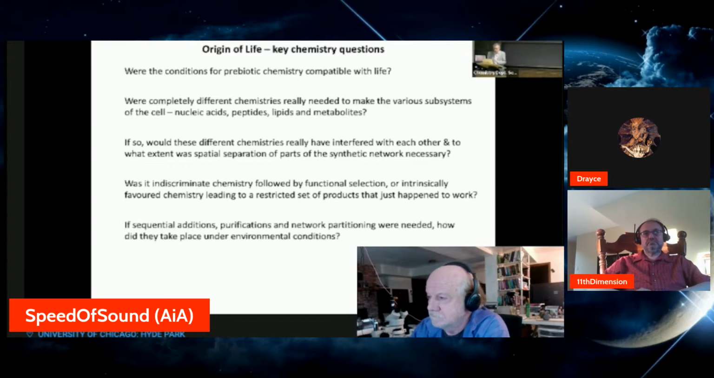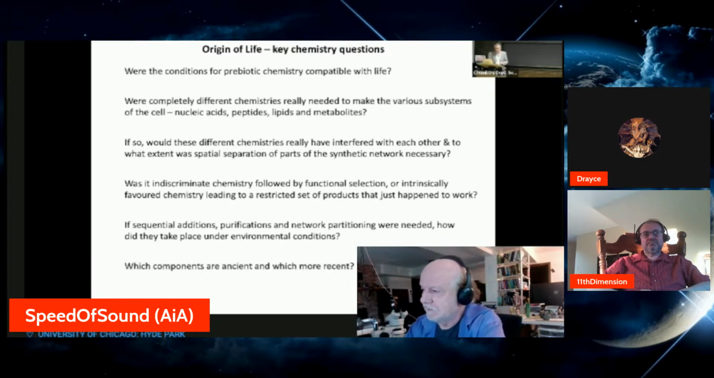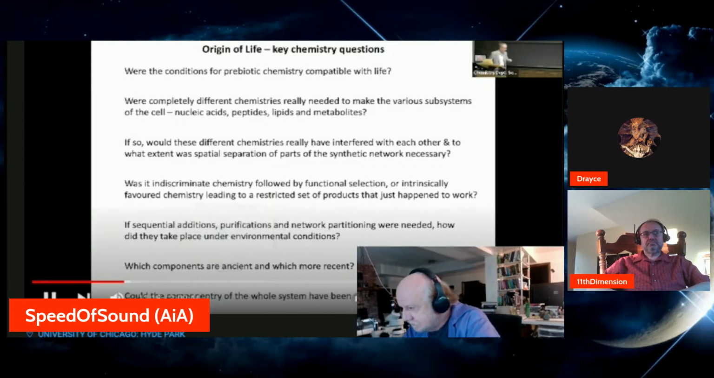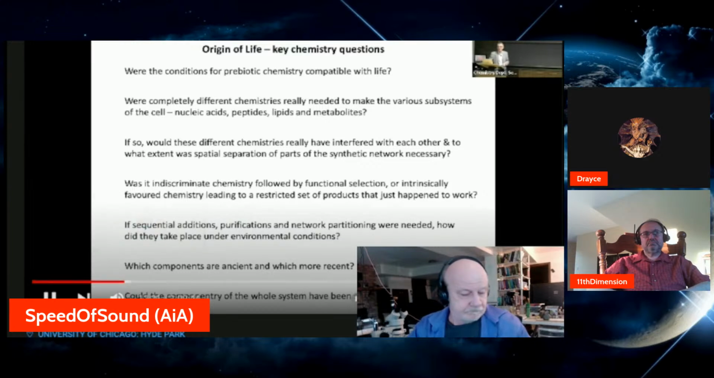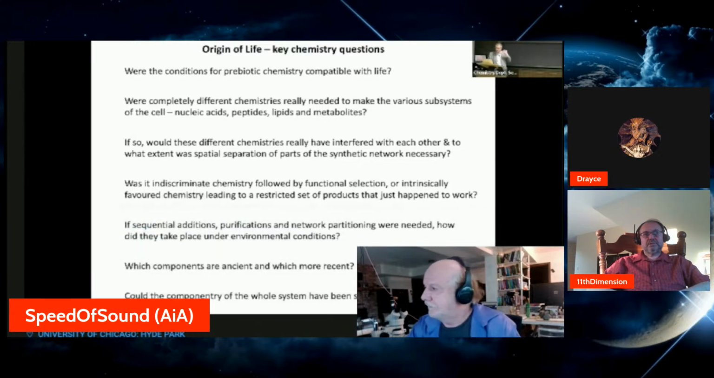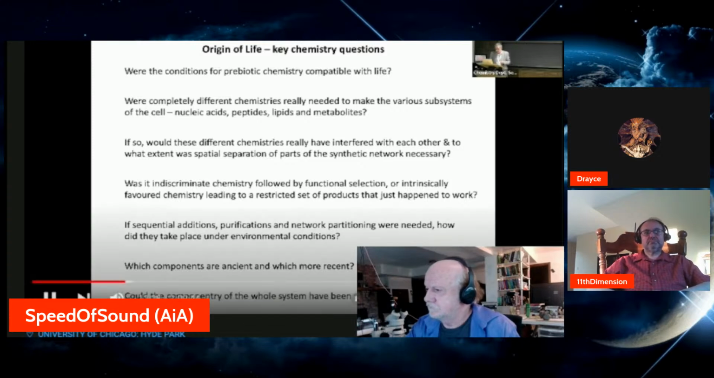Okay. If you need to do what chemists are always doing in the lab, which is adding reagents sequentially, purifying things and partitioning things, how do you do that without guys or girls in white coats to do it for you? How does the environment allow that sort of thing to take place? Which components are ancient, which are more recent? And finally, could we actually get the whole thing assembled all in one go? So these are a set of questions we posed 10, 15 years ago and started trying to address.